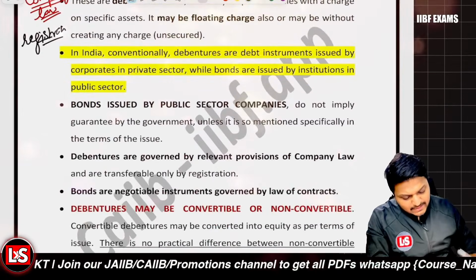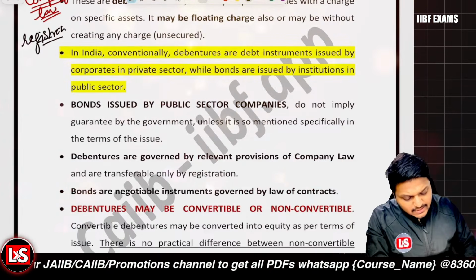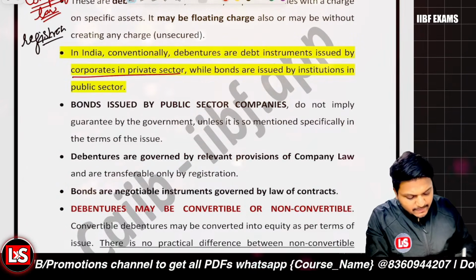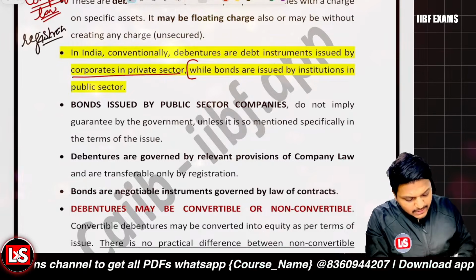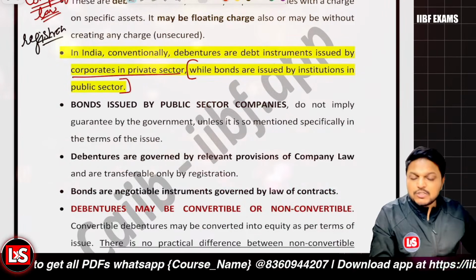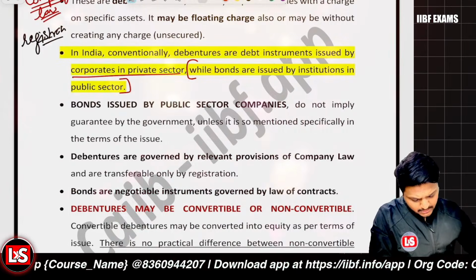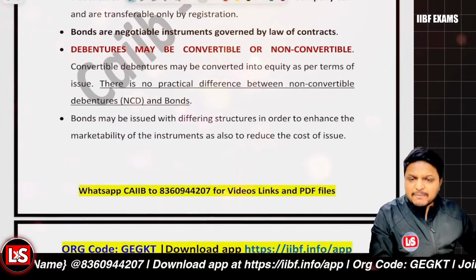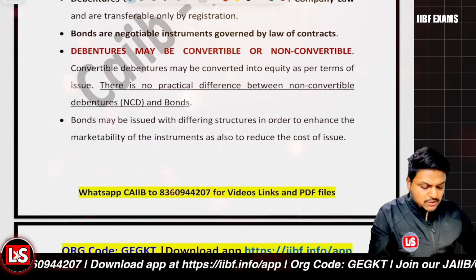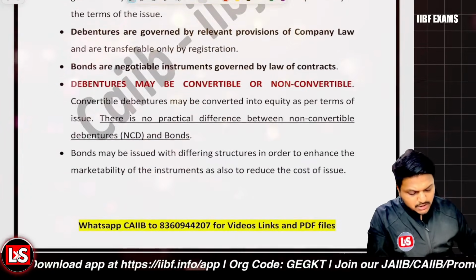So conventionally, we can say debt instruments, which are debentures, are the debt instruments issued by corporates in the private sector, while bonds are issued by institutions in the public sector, right? Clear with it? Now we have multiple types of debentures, like the convertible debentures. Now, what do you mean by convertible debentures?